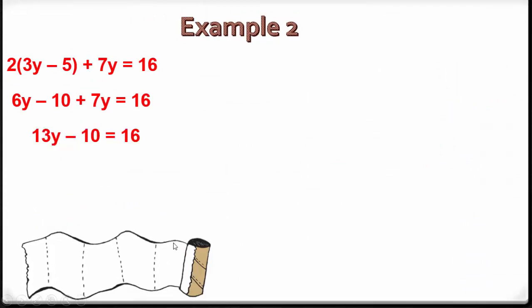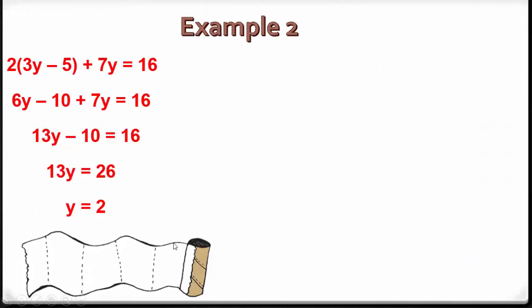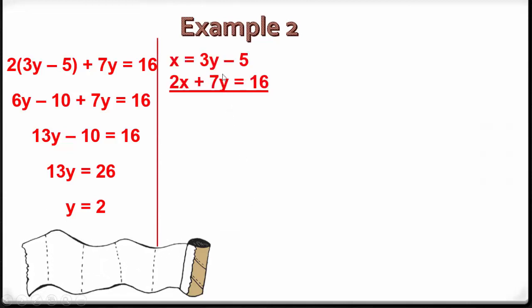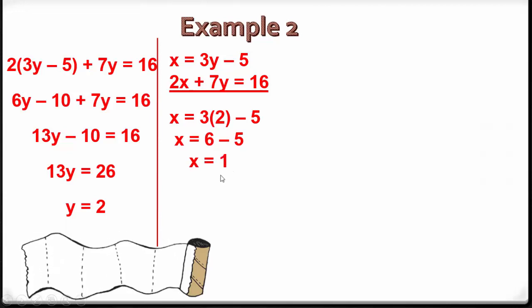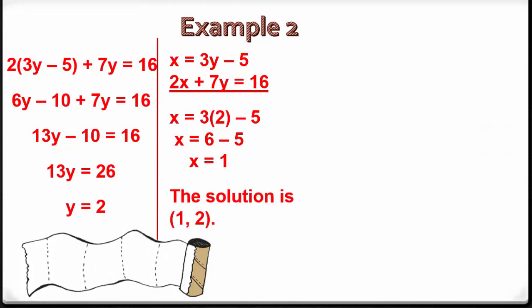And that's what I do. And I find that y is equal to 2. Then I take this y is equal to 2, and I substitute it into one of the two equations. So here are my two original equations, and I'm going to substitute it into the first equation in order to find x. So I find that x is equal to 1. So now I have the coordinate 1, 2. This is the point where the two lines intersect.